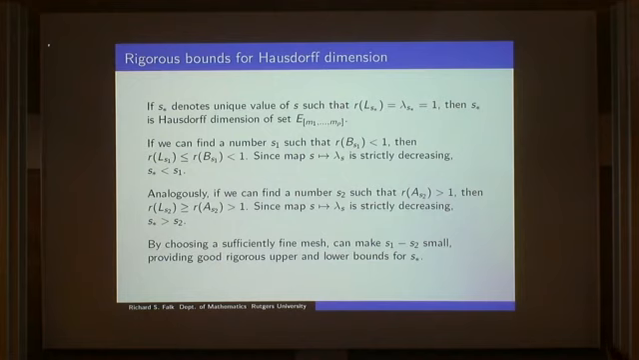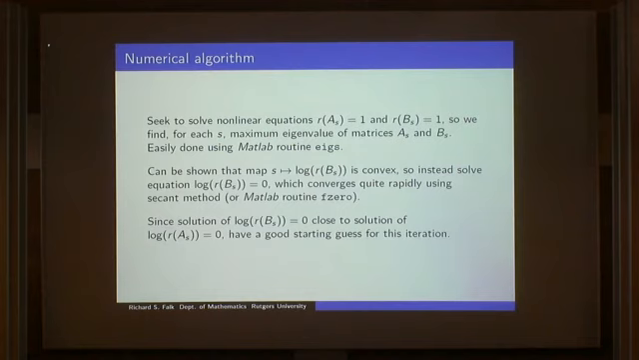So the idea is if I take a fine enough mesh, I can make these differences small, and I will get very good upper and lower bounds for the spectral radius, which is the Hausdorff dimension. So what do I have to do this? Well, I have to solve a nonlinear equation. Namely, I have to find an s such that the maximum eigenvalue of A_s is 1 and the maximum eigenvalue of B_s is 1.